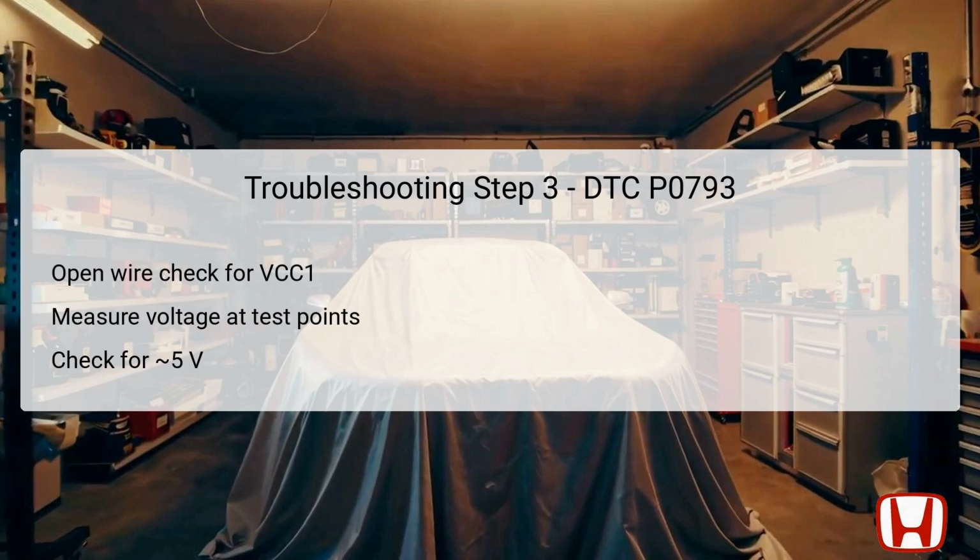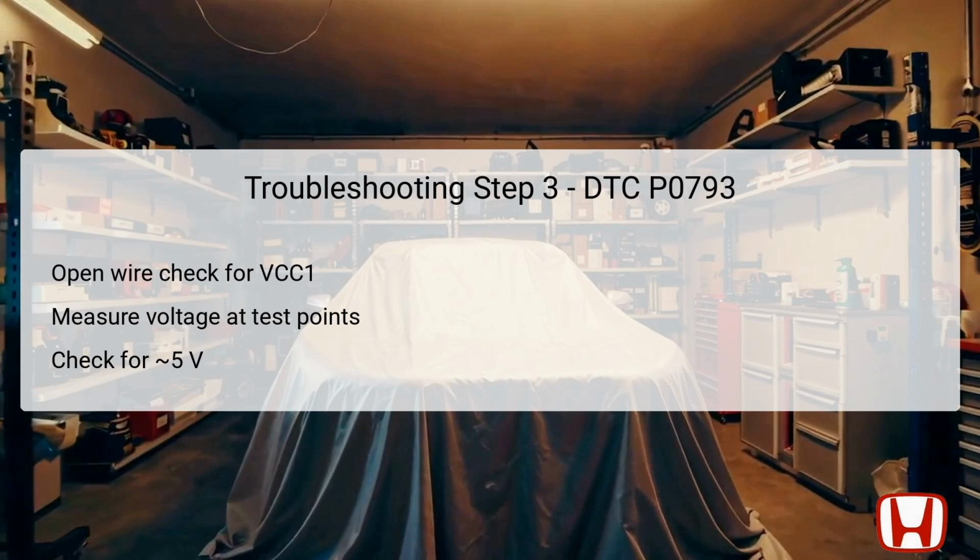Step 3 involves conducting an open wire check on the VCC1 line of the system. Begin by measuring the voltage between test points 1 and 2 while the vehicle is still in the on mode, with the CVT drive pulley speed sensor 3P connector still disconnected. Test point 1 will be the female terminal number 3 of the sensor, while test point 2 remains body ground. It is essential to check for an expected voltage of approximately 5 volts at this junction.